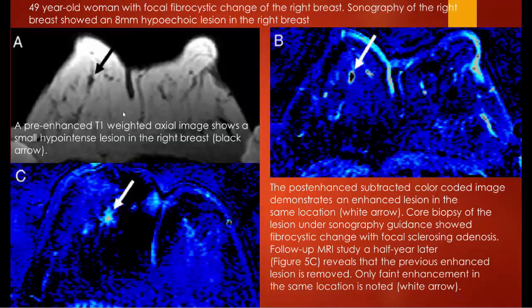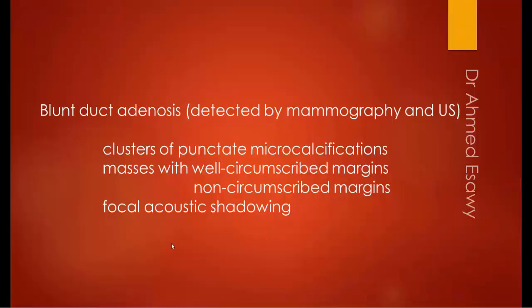This is an old woman with focal fibrocystic change of the right breast. Sonography of the breast shows an 8 mm hypoechoic lesion, and post-contrast imaging shows an enhanced lesion in the same location. Biopsy done shows fibrocystic change with focal sclerosing adenosis. MRI of this study later reveals that the previously enhanced lesion is removed. Only a 2D enhancement is the same lesion.